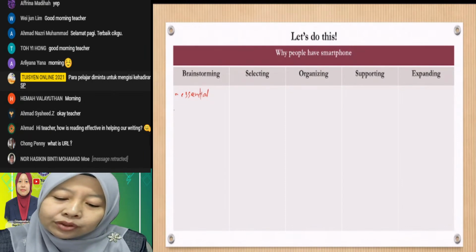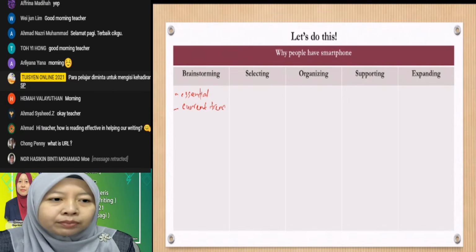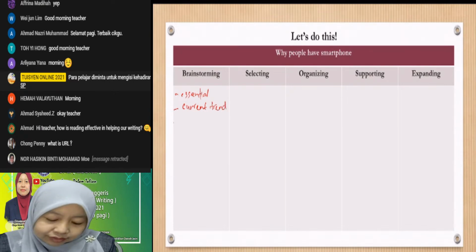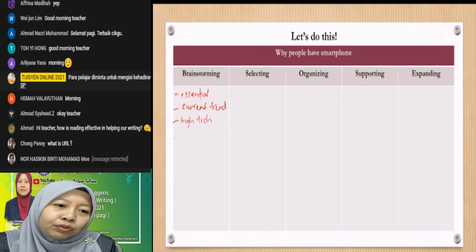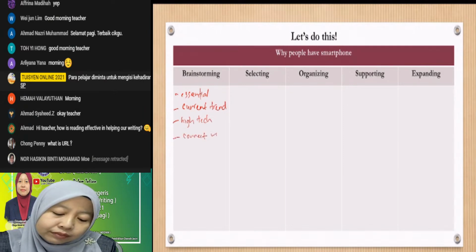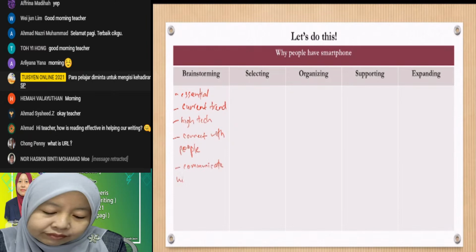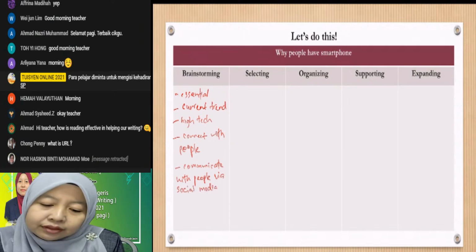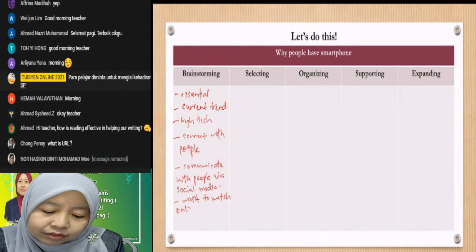Okay, why do you think people should have smartphones? Why do people have smartphones? Because it is a current trend. People are following the trend. Next one. Okay, a smartphone is high-tech. Okay, apply high-tech. And if you have a smartphone, what will happen to you? It helps you to connect with people. How can you connect with people? You communicate with them via social media. Why do people have smartphones? Because they want to watch online streaming.